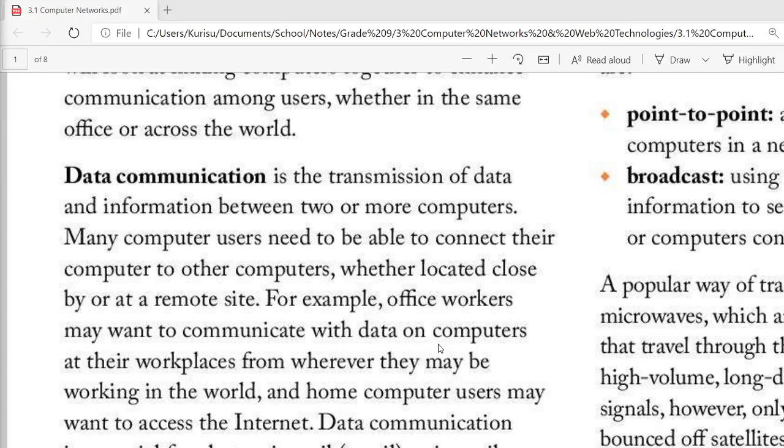Now, there are many reasons why we want to share data and information. An office worker might want to share that information or data with other persons in the office. A student might want to share data with the teacher and so on.